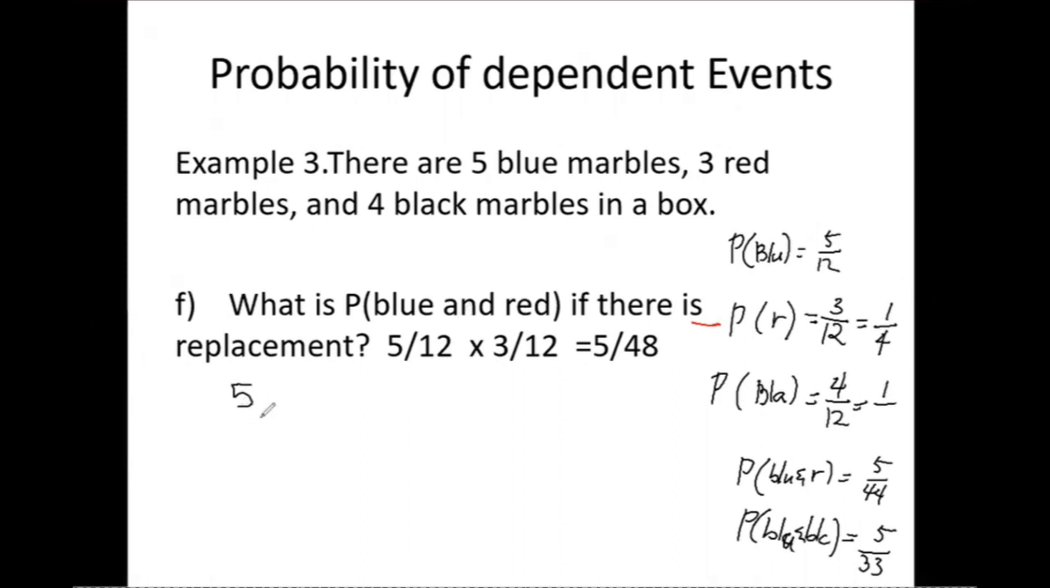So, sa first proba natin 5 over 12. Then since there is replacement, so 3, the same pa rin yung total marbles. Kaya pwede na i-cancel out to 1 out of 4. So magiging sagot ay 5 out of 48. Okay? So yung proba ng blue and red, there's replacement, 5/48. Okay? And that's it. Next.